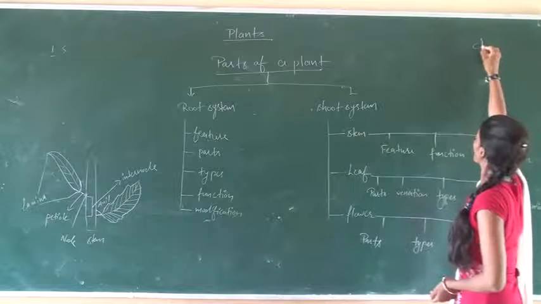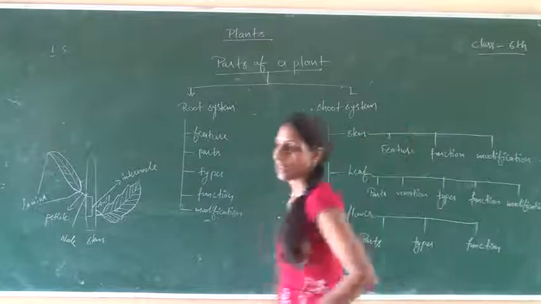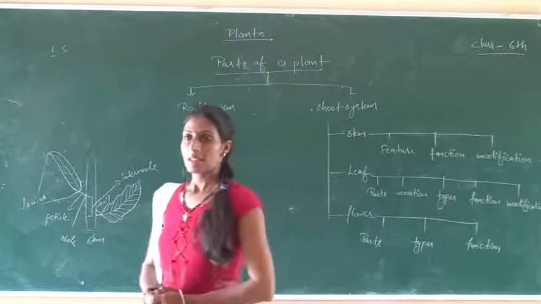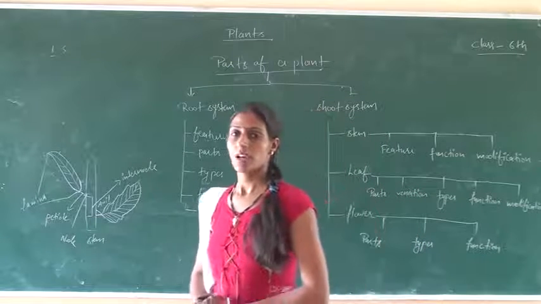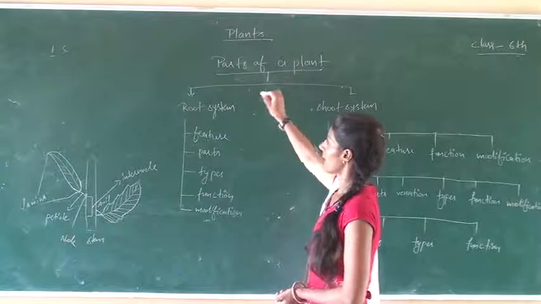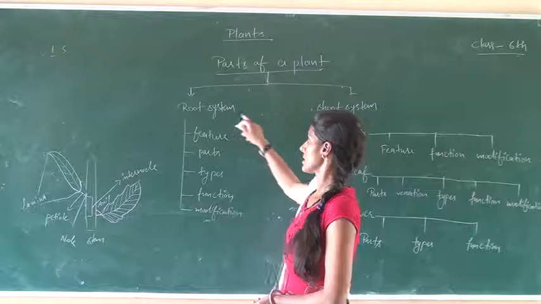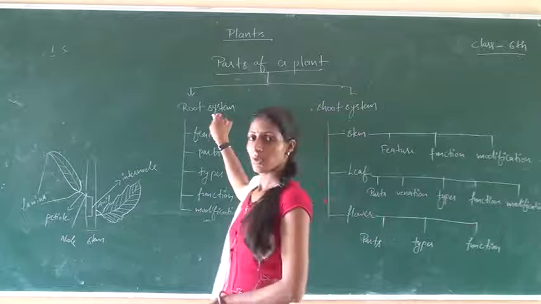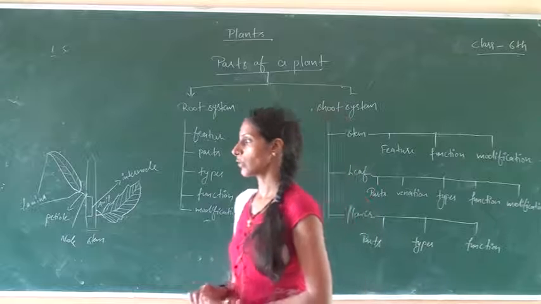Today is our 6th class science topic, which is about parts of a plant. Yesterday we discussed some basic properties of the plant, and after that the parts of a plant. Mainly there are two parts of the plant, that is root system and shoot system. In the root system, the root absorbs water and minerals from the soil of the earth.